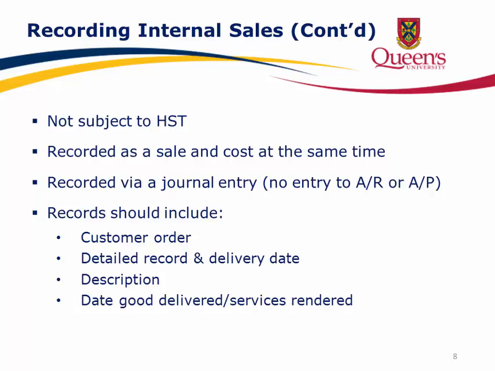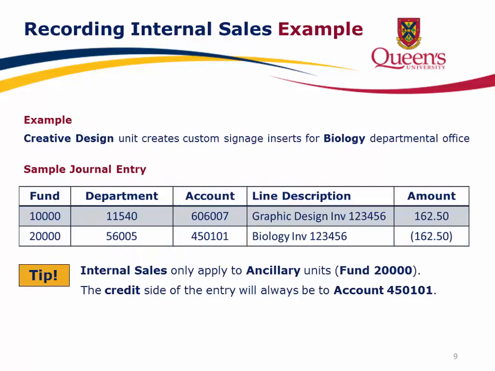Records maintained by the billing department should include the customer order, a detailed record and delivery date, a description of the goods and/or services, and the date the goods were delivered or services rendered. For example, the Creative Design Unit creates custom signage inserts for the Biology Departmental Office. The entry to record the internal sale is a debit to the Graphic Design account 606007 and a credit to the Internal Sales and Services Revenue account 450101.